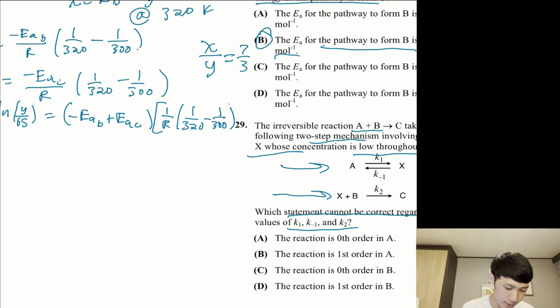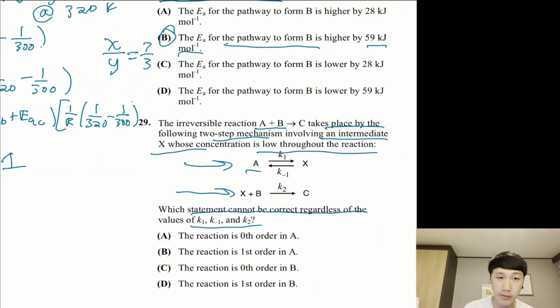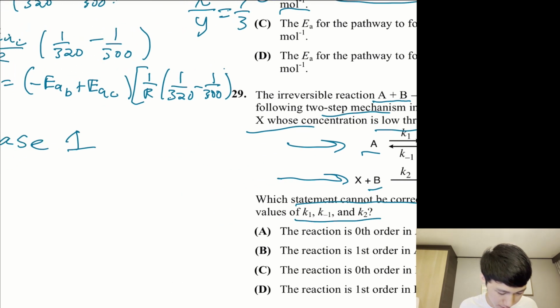So in case 1, if the first step is rate determining, clearly the reaction is first order in A and 0th order in B, because B is not involved in the reaction until after the rate determining step, and A is only involved once in the rate determining step.